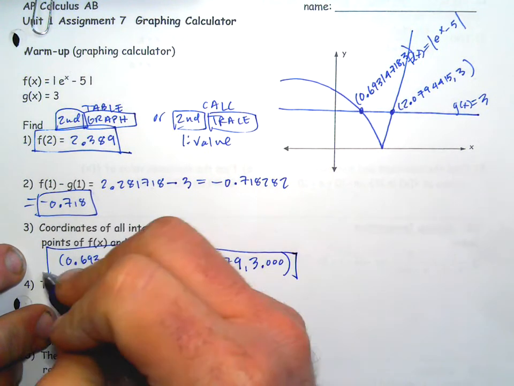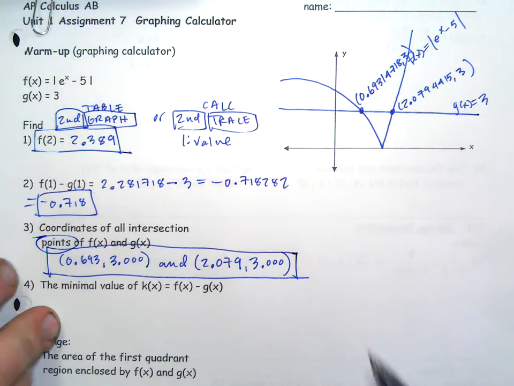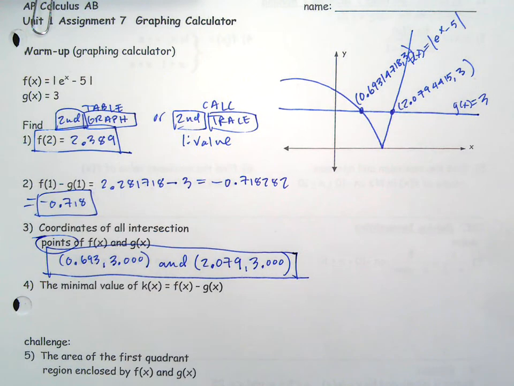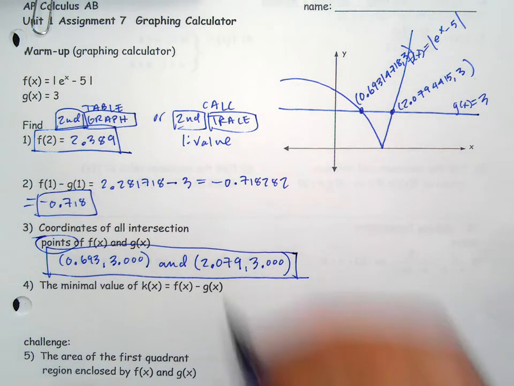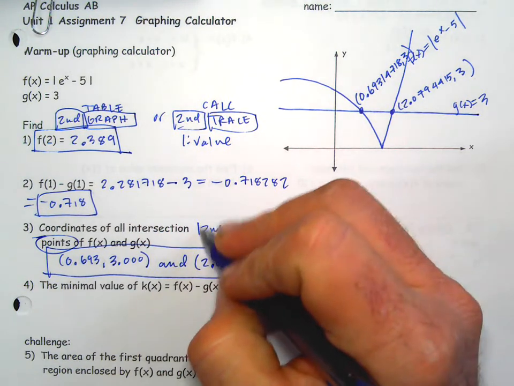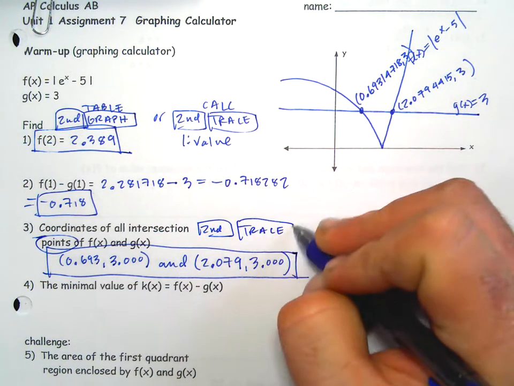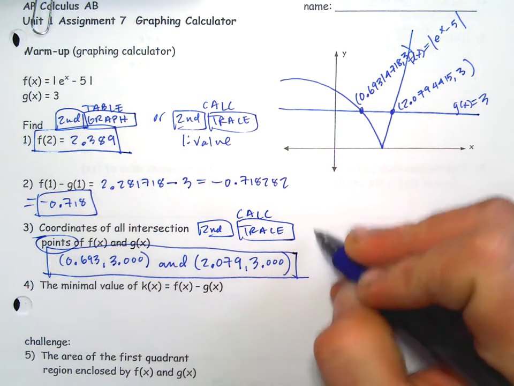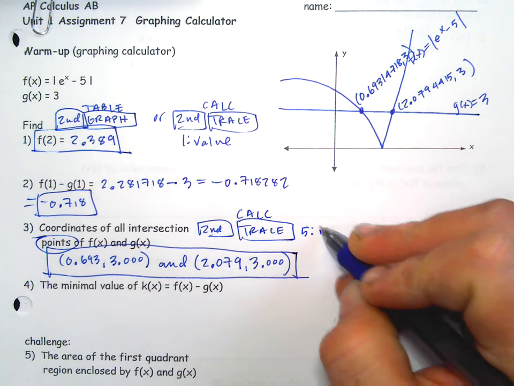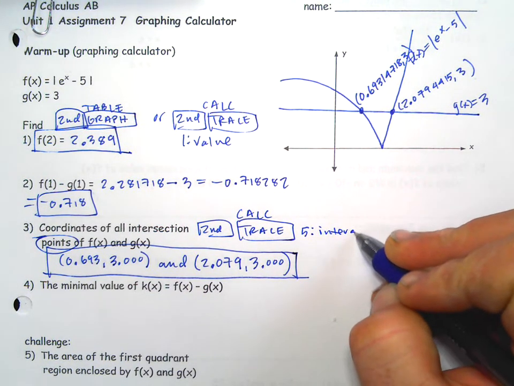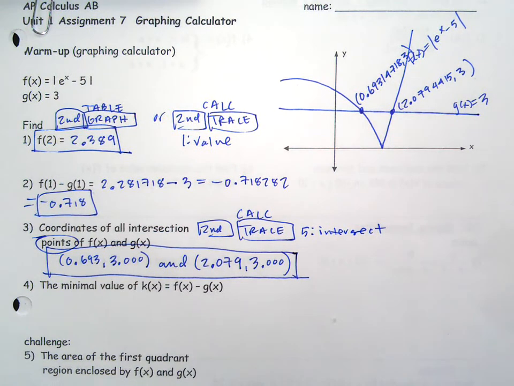These are ordered pairs. These are points on a graph. They could sometimes say find the x coordinate of the intersections, and then you would just give the x values. So just a reminder, second, trace, calculate, number 5, intersect is where we got all. You don't need to write all this down, but you might if you want just some notes.